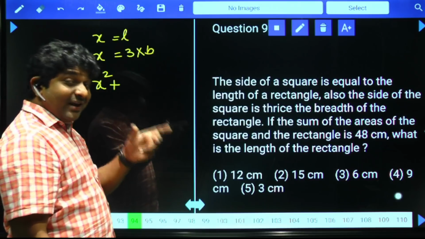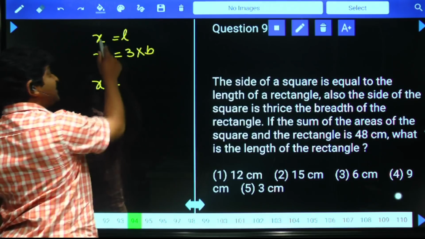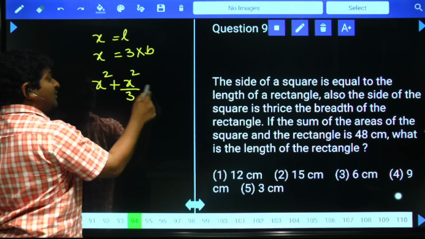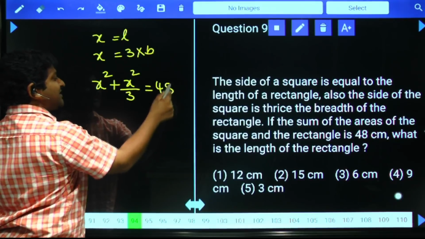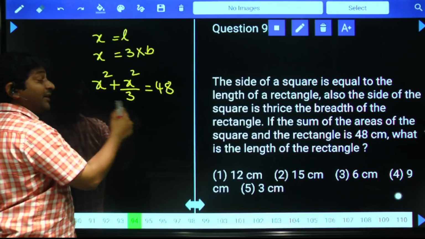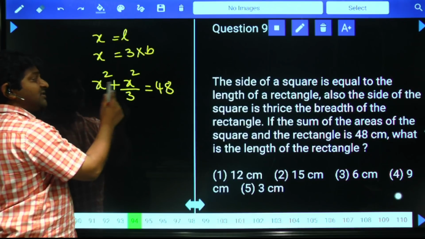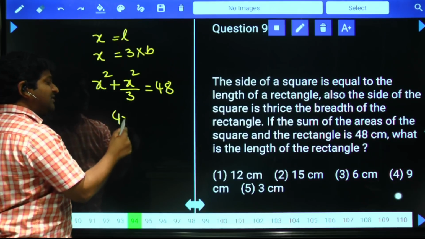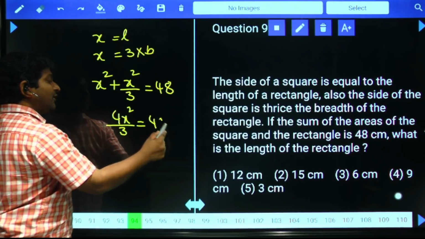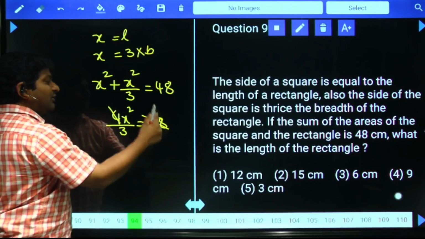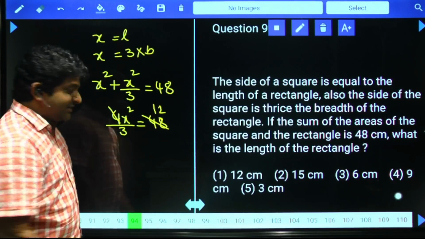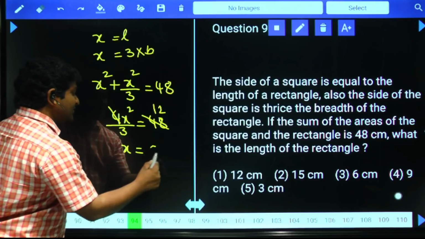Then area is equal to length into breadth, x into x by 3, that is x square by 3, which is equal to 48. Now from this, if you simplify the left hand side, 3x square plus x square, that is 4x square by 3 is equal to 48. 4, 12 times here. x square is equal to 12 into 3, that is 36. Then x is equal to 6.